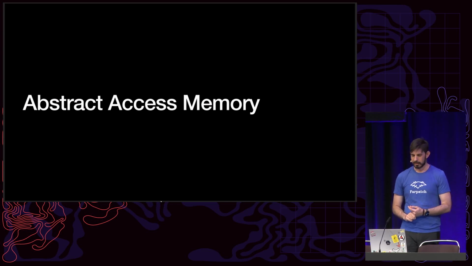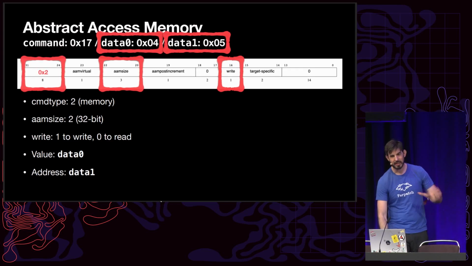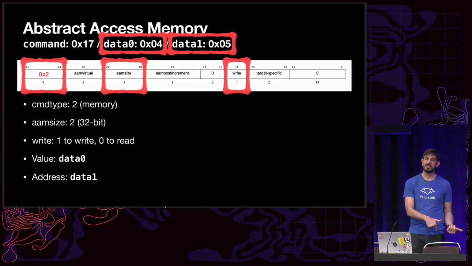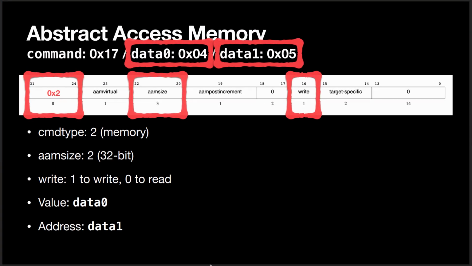What about abstract access memory? Well, this is using the exact same command that we use for abstract access register, which is why it has a very similar name. But now the command type is 2. It means access memory instead of registers. And now, because the address doesn't fit in the actual command register anymore, now we put it in the data 1 register. The data still appears on data 0, so this behaves very much like the access register, except now it behaves on memory.